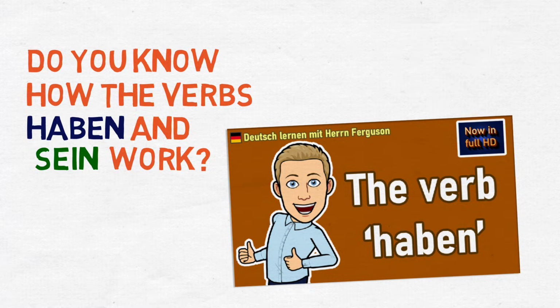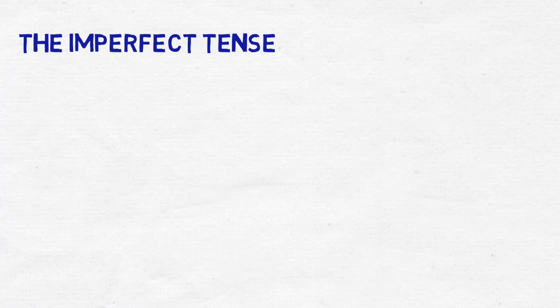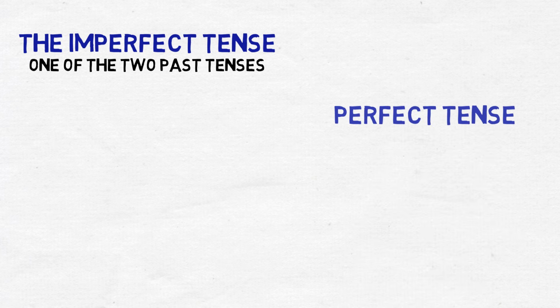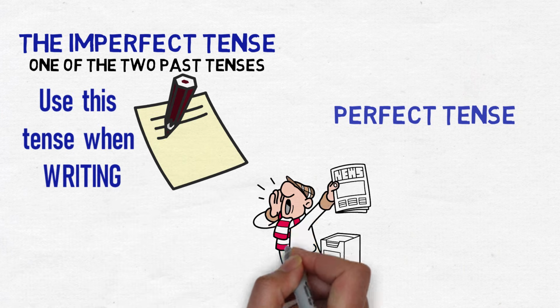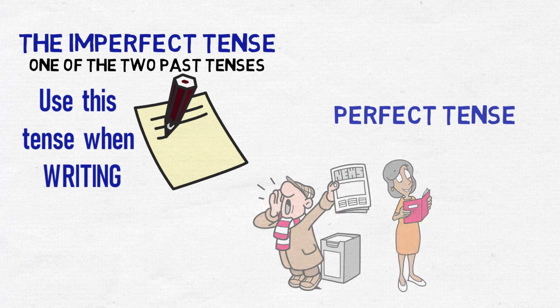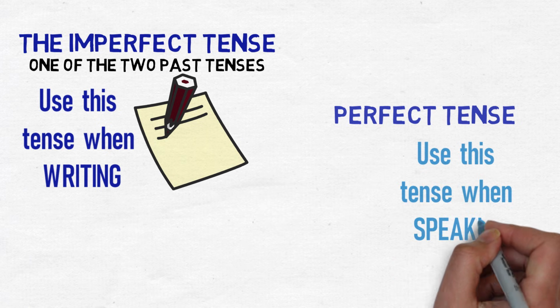So, what is the imperfect? It's one of the two main past tenses in German, the other being the perfect tense, which you can learn about by clicking this banner now. We tend to use the imperfect tense in writing in German, and so you'd likely encounter this tense when reading a news article or novel, as opposed to the perfect tense, which is primarily used in speech.